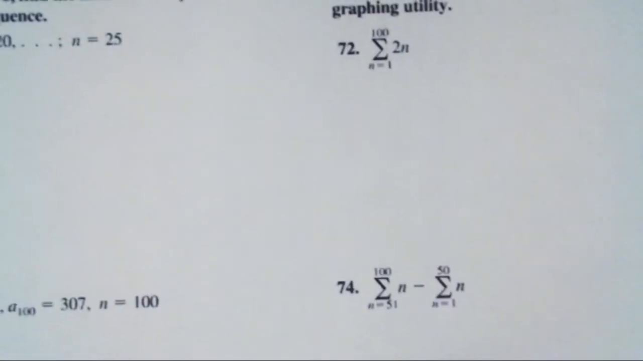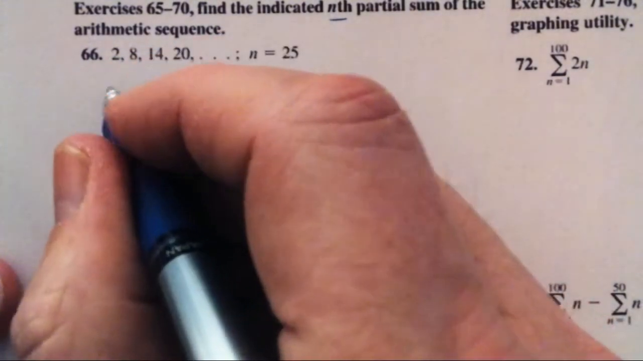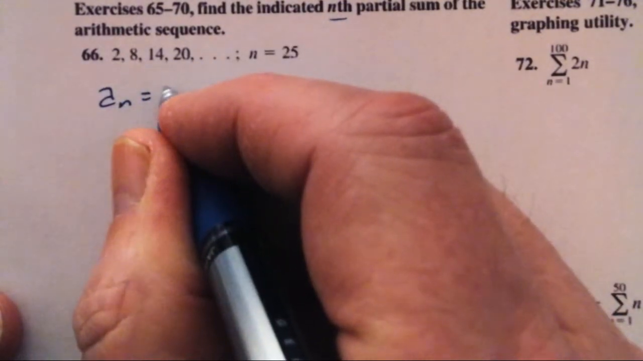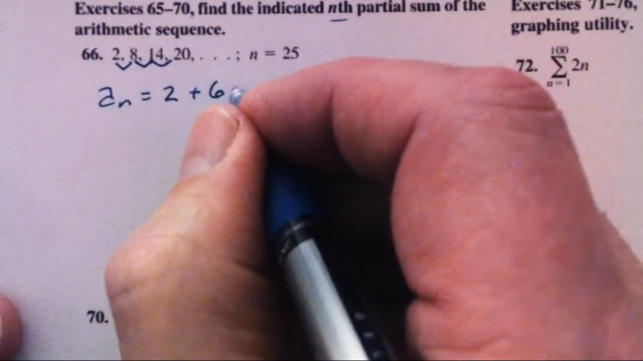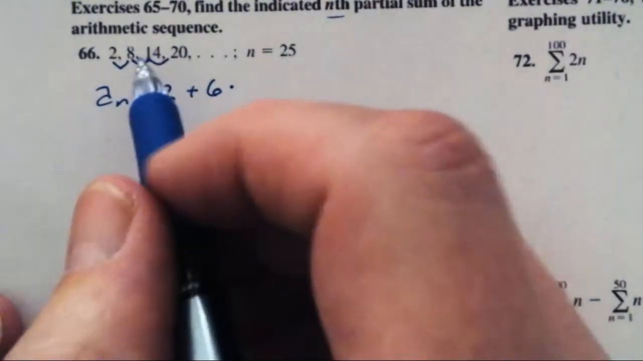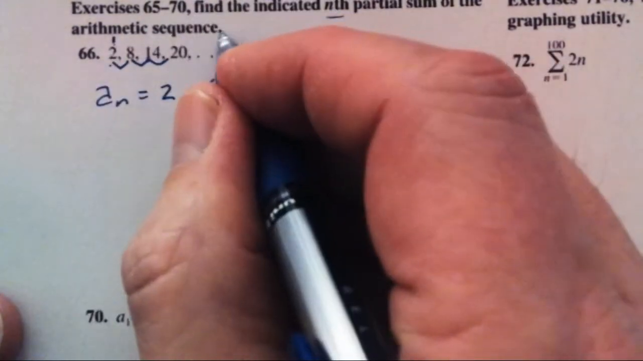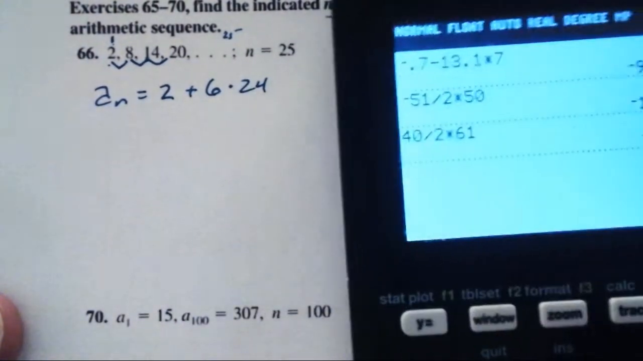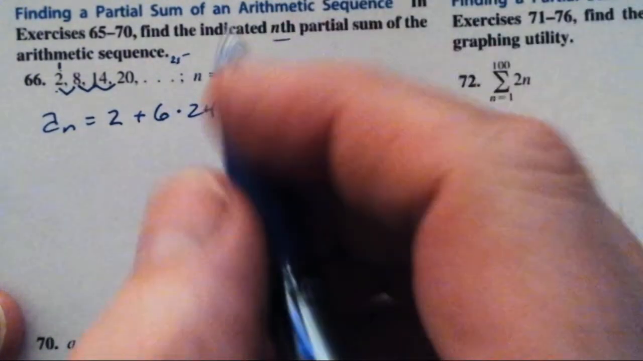Okay, a few more problems here. Find the indicated nth partial sum means I want to find the sum of the first 25 of these. Well, an equals, we started at 2, and we start adding on plus 6, plus 6, plus 6. We add on 6 how many times? How many steps from term 1 to term 25 would there be? 25 minus 1, 24. And that is 2 plus 6 times 24, which is 146.